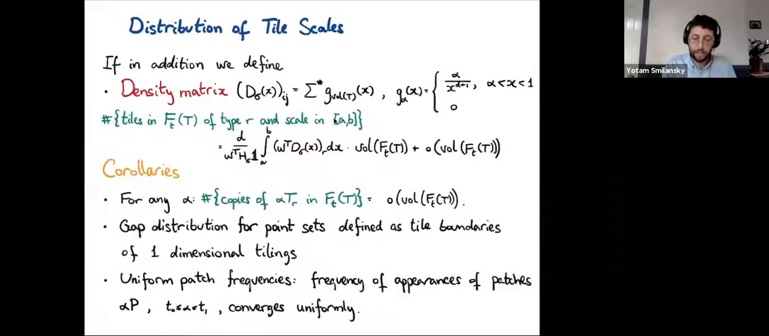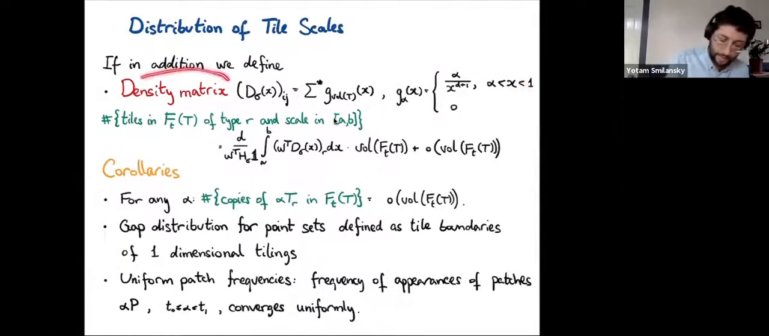And an extension of this magic is being able to give a density. The number of tiles of type R that are in a specific scale between some interval of scales is given by integrating this function that again is very, very simple to understand. Everything can be fit into half of a slide, which is kind of special.